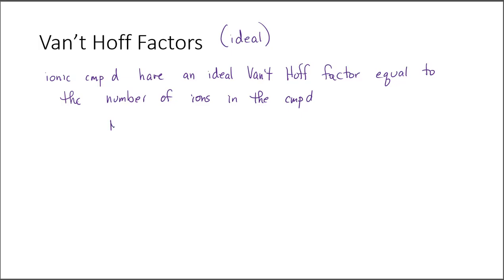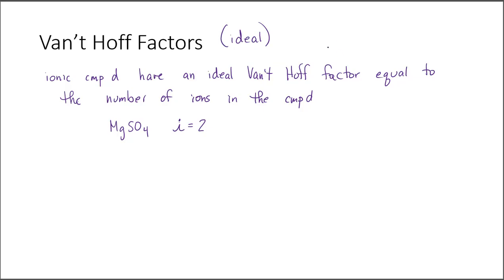So let's say magnesium sulfate. Without writing out that whole formula, thinking about how it dissolves, I just want to know what's the ideal Van Hoff factor for magnesium sulfate. The ideal Van Hoff factor is the number of ions that make it up. Magnesium sulfate has a magnesium ion. It has a sulfate ion. That gives me an ideal Van Hoff factor of 2.